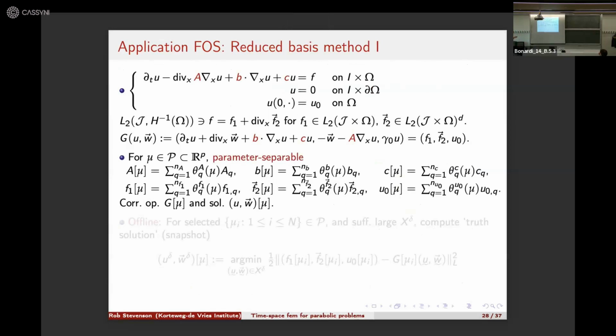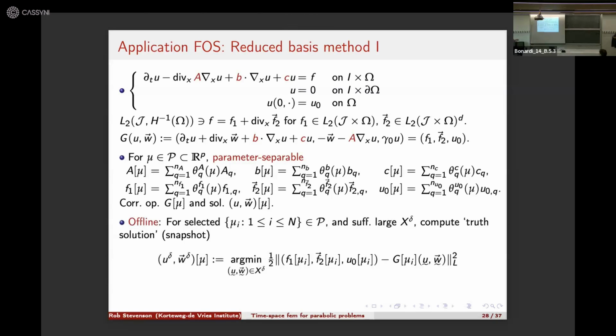These parameters are so-called parameter separable, so that the parameter A depends on the parameter, but it's a linear combination of fixed parameter independent A_q's, and in front of them there are coefficients, and we assume the same form of the parameter dependence for the other parameters B, C, and also for F.